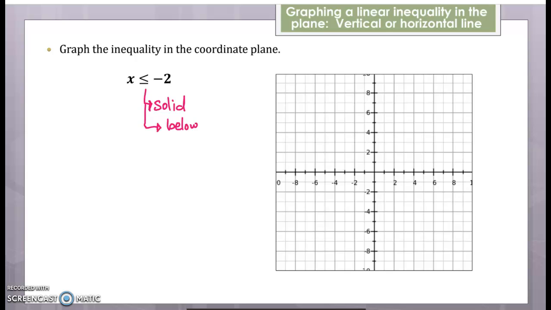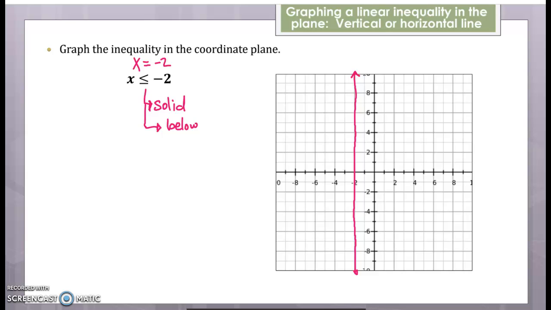So let's take a look at this one. x less than or equal to -2. If we were just to consider x equals -2, that would be this line here, like this. We want our line to be solid, so I'm going to just keep it like this. It's a solid line. But then I want it to be below, but that doesn't make much sense because I don't really have a below or above here. I have a left or right.